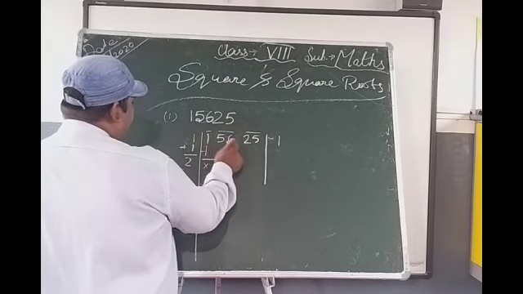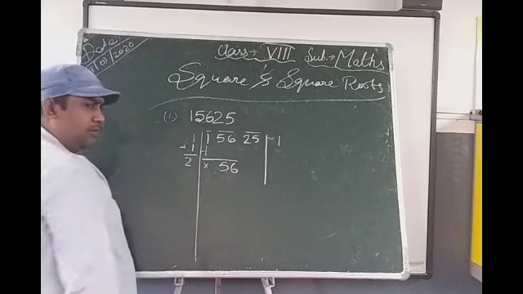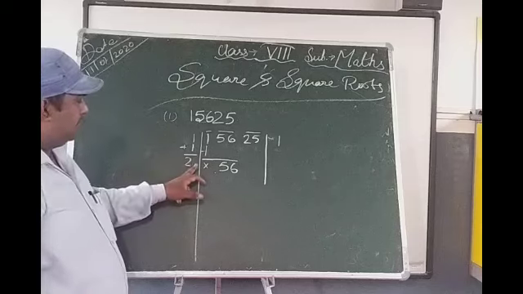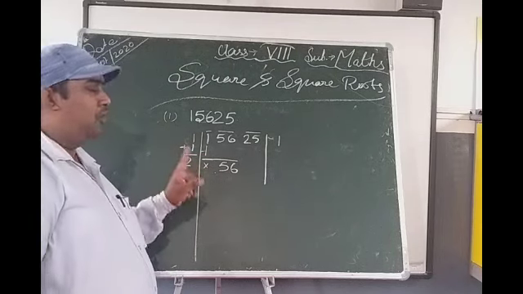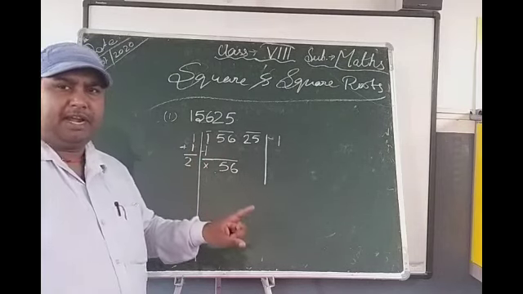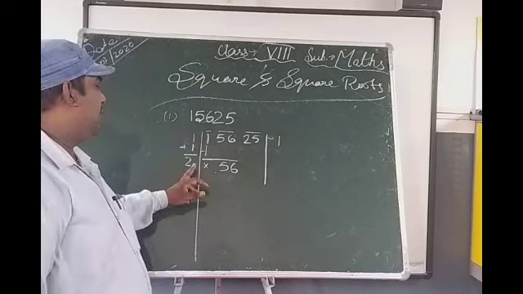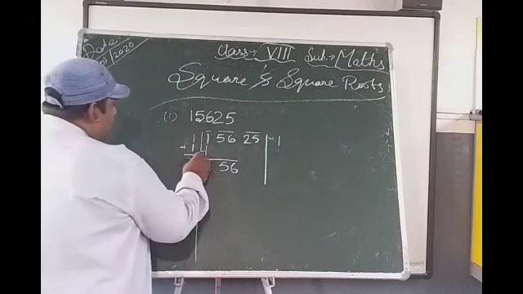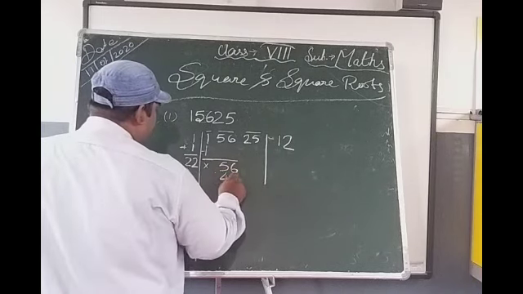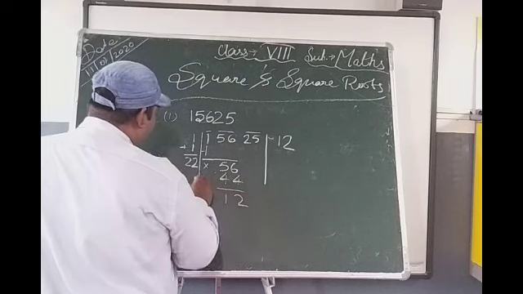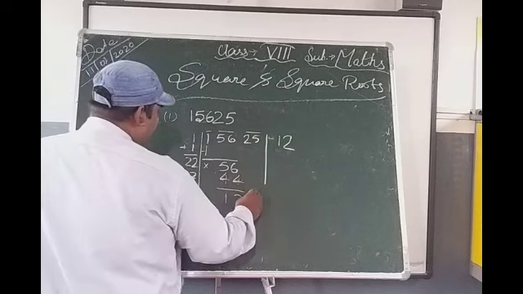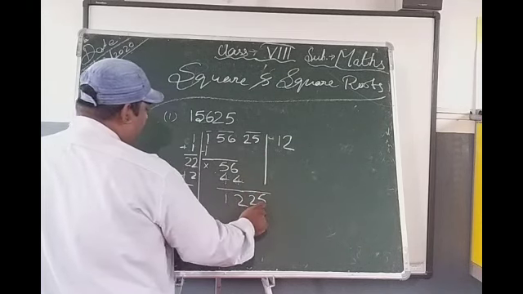Now from above, each pair will come down: 56. If you write 1 after 2, it becomes 21 into 1. Whatever digit you write, you have to multiply by that much. 21 into 1 is 21. If we write 2, then 22 into 2 will be 44. Then we add the written digits and bring down the next pair, 25. It will now become 1225.